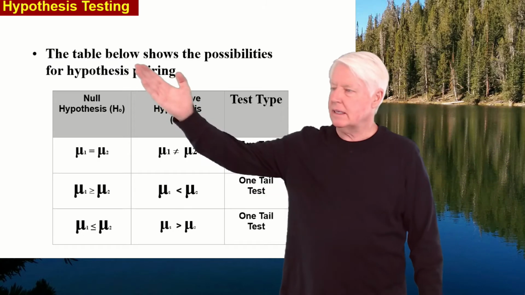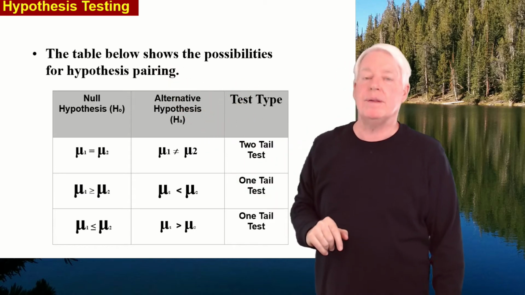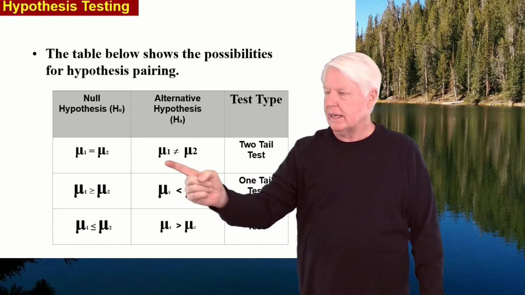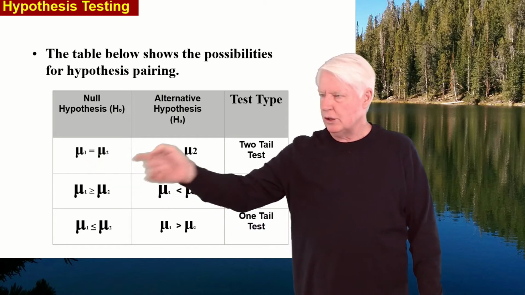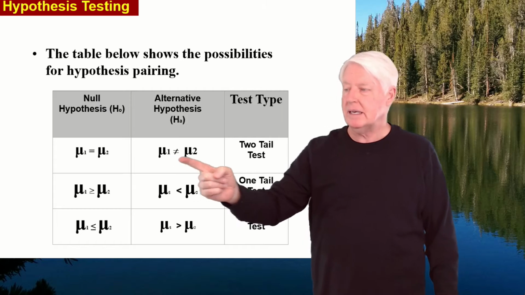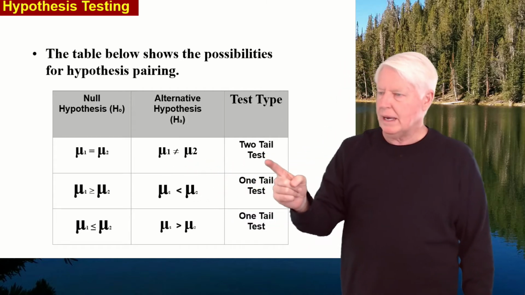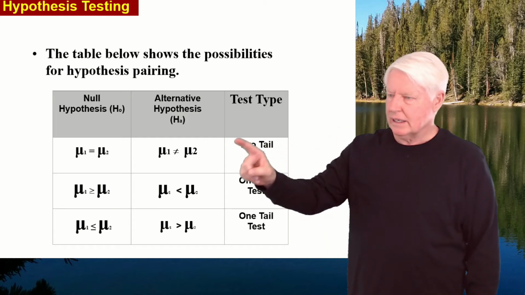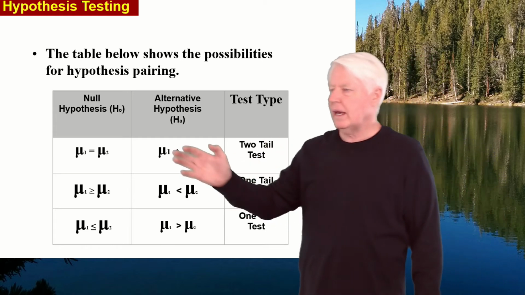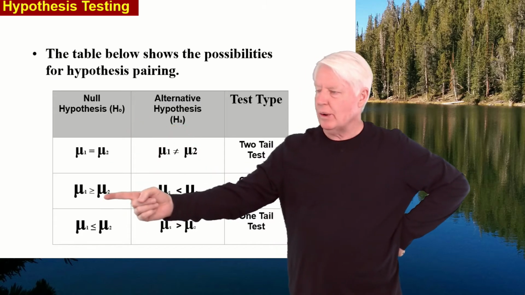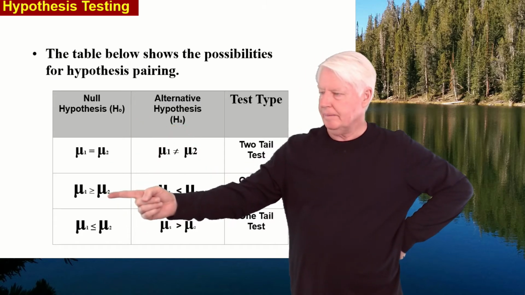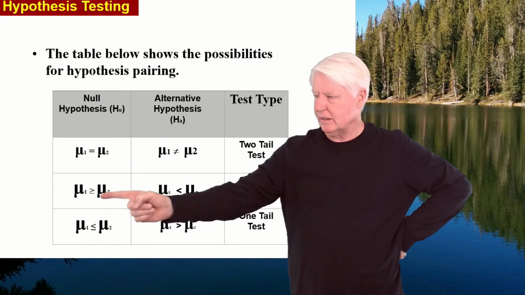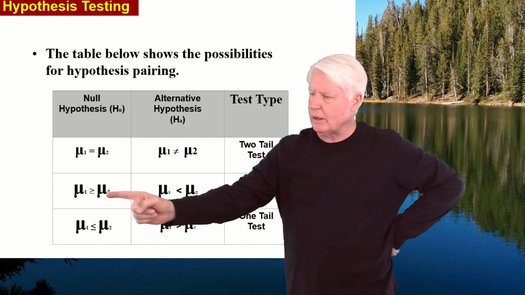All right, this table shows the possibilities for hypothesis pairing. So if you choose this as your null hypothesis, then it's mu 1 equals mu 2. The alternative hypothesis has to be mu 1 does not equal mu 2. By the way, this is a two-tailed test that we'll talk about in later lectures. Okay? And mu 1 is greater than or equal to mu 2 is another possible null. Remember, it just has to have an equal sign. Those have equal signs. So mu 1 is greater than or equal to mu 2.